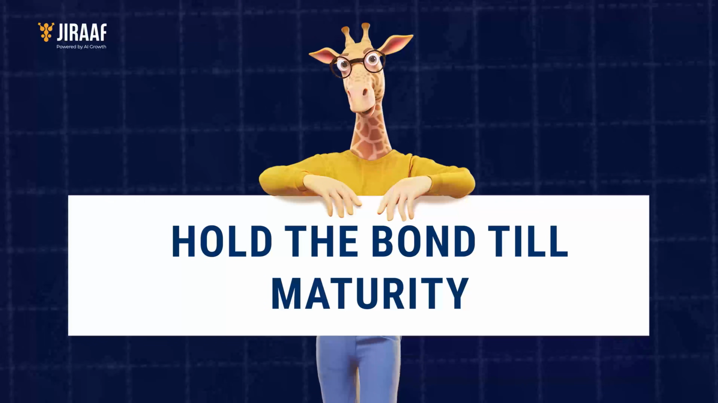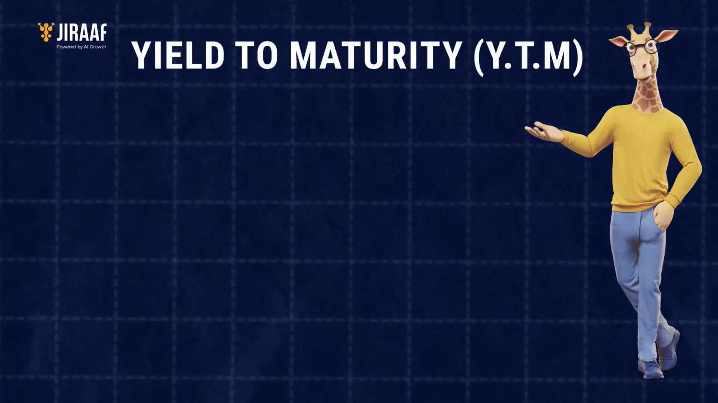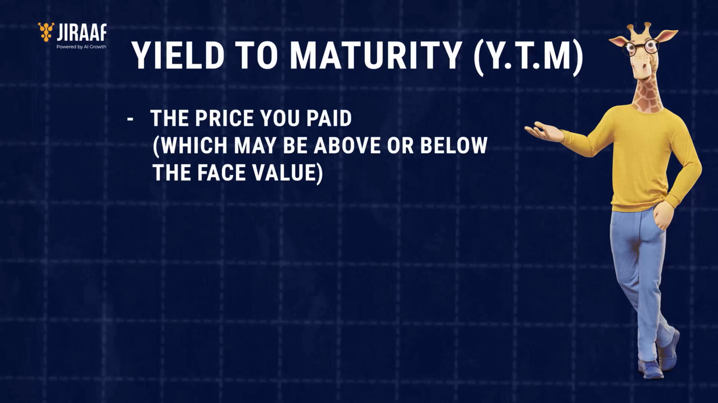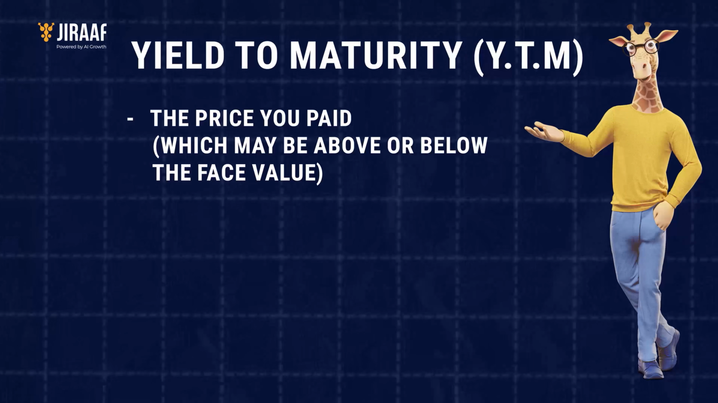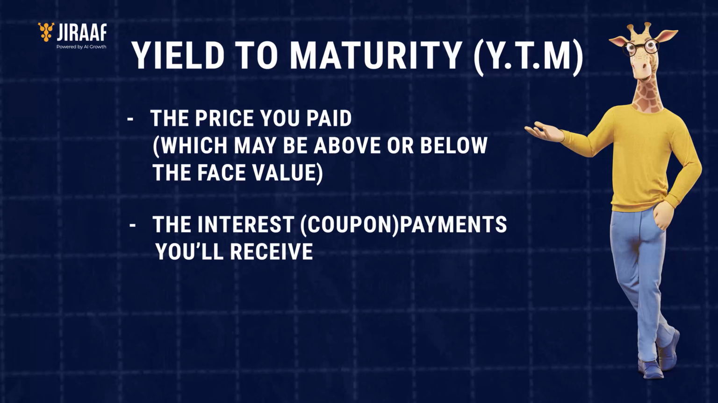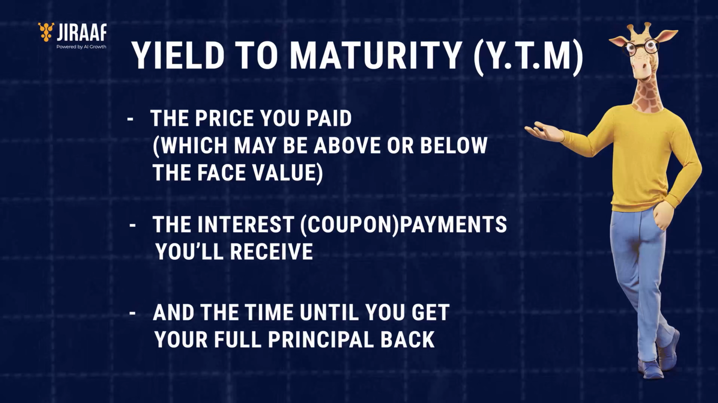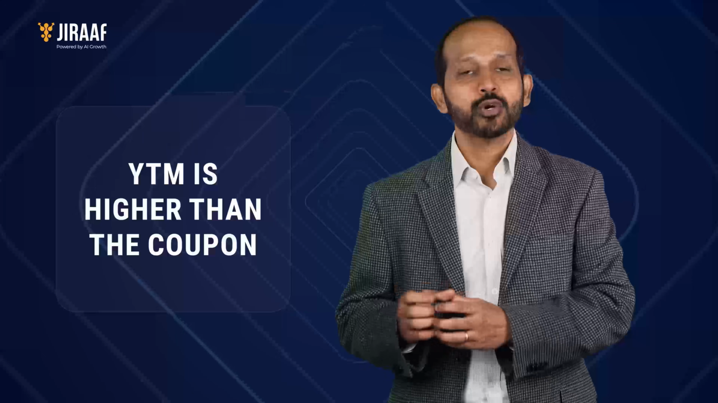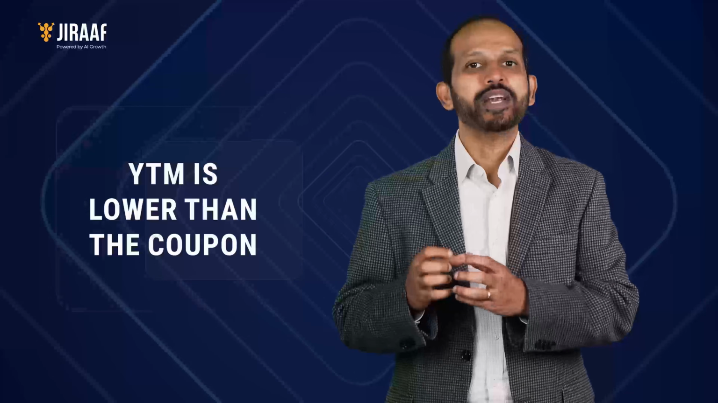The yield to maturity, YTM, is what really matters. It shows your actual annualized return if you hold the bond till maturity. So why is the difference? Yield to maturity factors in the price you paid, which may be above or below the face value, the interest payments, which is the coupon you'll receive, and the time until you get your full principal back. Here is the key. Buy at a discount, your YTM is higher than the coupon. Buy at a premium, your YTM is lower than the coupon. So always compare bonds using YTM, not just the coupon rate. It reflects the true earning potential of a bond.